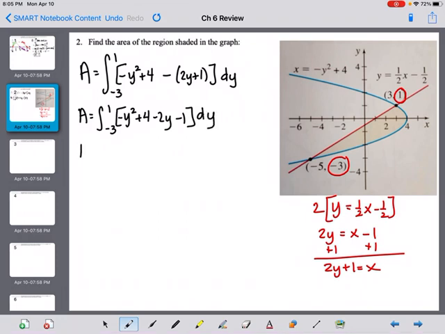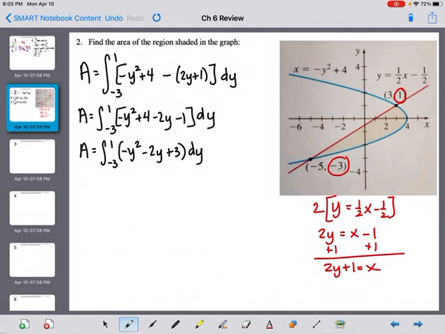And I can combine the constant terms in that expression. The 4 and the -1 are going to make 3, so I end up with the integral from -3 to 1 of -y squared minus 2y plus 3 dy.